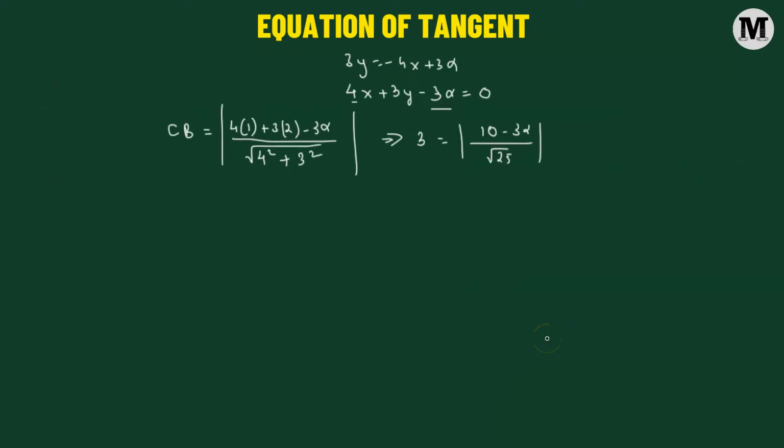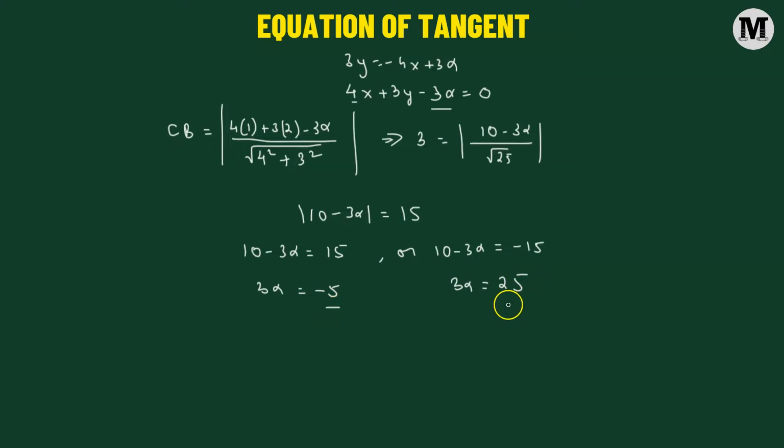Now let's solve this equation. Now we are going to get absolute value of 10 minus 3 alpha equal to 5 times 3, that's 15, which gives us 10 minus 3 alpha equals positive 15, or the other scenario, 10 minus 3 alpha equals negative 15. So 3 alpha is going to be equal to 10 minus 15, that's negative 5, and then we have 3 alpha equals 10 plus 15, that's 25. So we have two possible values.